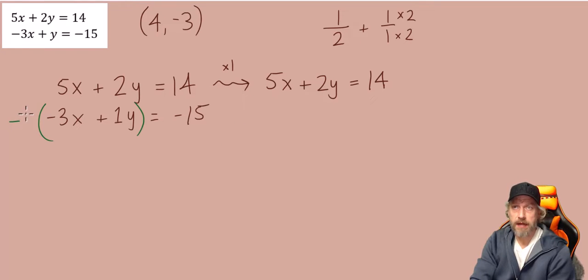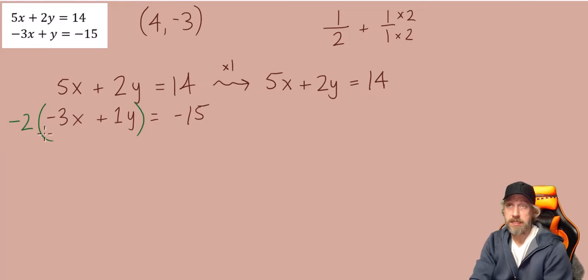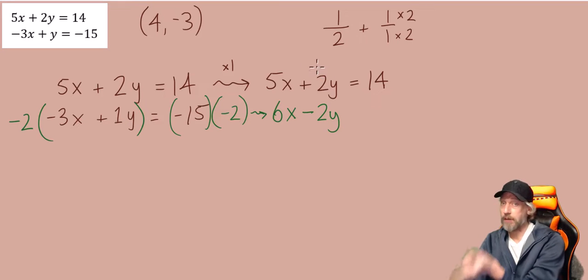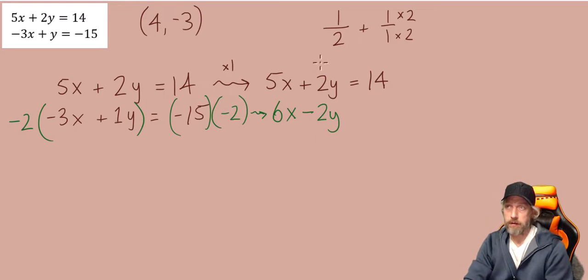So to the left side of the equation, I'll put it in parentheses, multiplied by negative 2. To the constant, we need to multiply that by negative 2 also. And let's see how this transforms our equation. Negative 2 times negative 3x would be a positive 6x. Negative 2 times positive 1y would be a negative 2y. And if our goal was to eliminate those y terms, looks like we do have ourselves set up to do that.